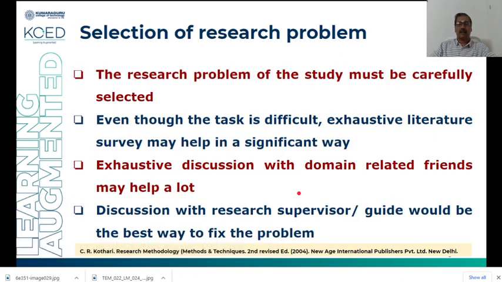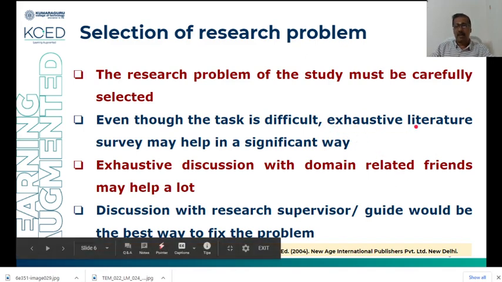Now, how to select a research problem? This task is very difficult. Of course, most of the time, even a researcher doesn't know exactly whether it is a problem or not. That is the pity thing. Most of the time, we will face that. So selecting or identifying a research problem is the biggest task. It is a difficult task. So how can it be done?